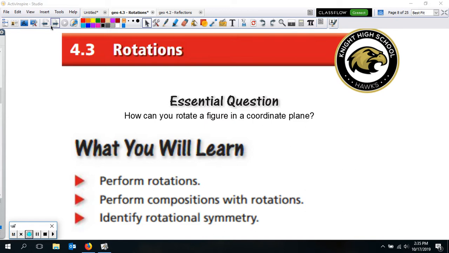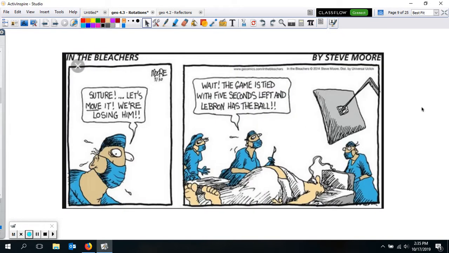First, let's take a look at a little cartoon. There's in the bleachers. It says, we're in the operating room. Doctor says, suture. Let's move it. We're losing him. Wait, the game is tied with 5 seconds left. LeBron has the ball. Oh boy, you're going to lose him. So, not a good idea to have the big screen TV, I think, in the operating room with the game on.